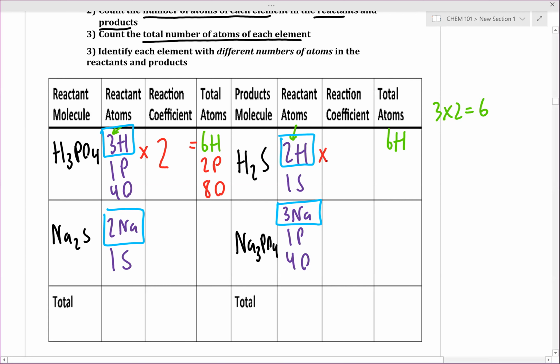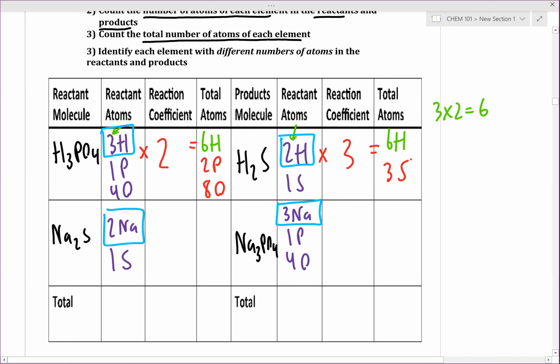Okay, now in order to get 6 hydrogens out on the right, what coefficient do I need for hydrogen sulfide? What times 2 would give us 6? 3. Okay, so that gives us 6 hydrogens and 3 sulfurs.